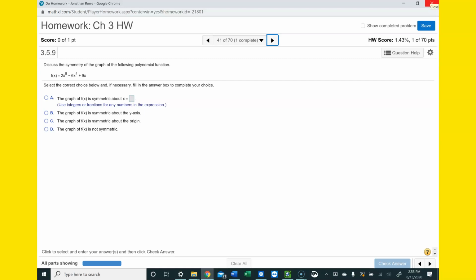Next problem, notice that we have a mixture. We have an even exponent, another even exponent, but then we have an odd exponent with that understood exponent of 1. So that's a mixture, so it's neither even nor odd, so I believe the correct choice here would be D. It is not symmetric.